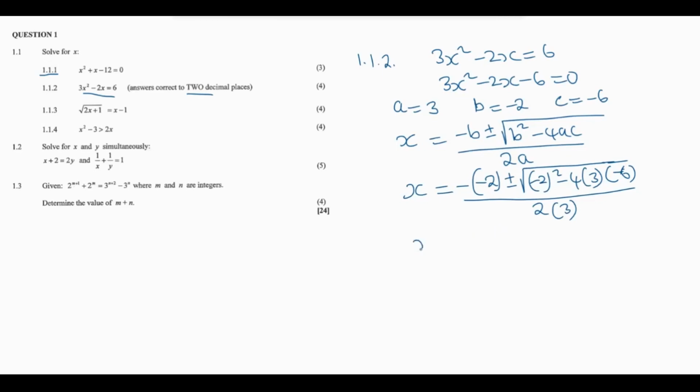Okay, then our answers are x is equal to 1.79 or x is equal to negative 1.12. How do we get our marks here? The standard form. Writing the equation in standard form, then substituting correctly in the correct formula, and then your two answers. We have our 4 marks.